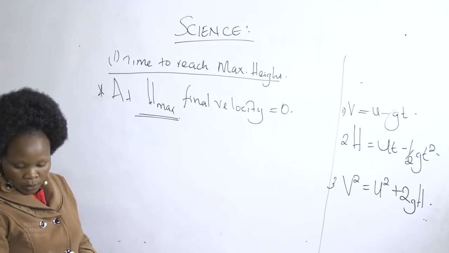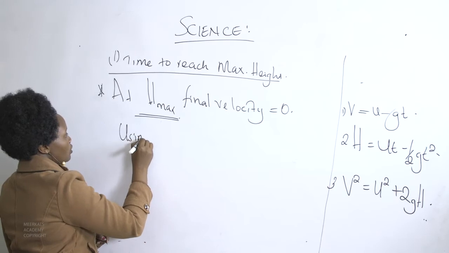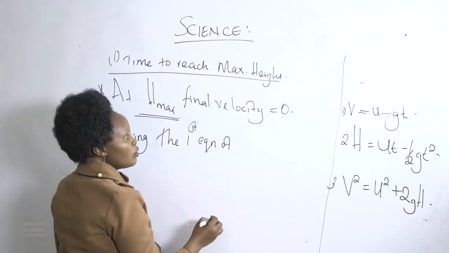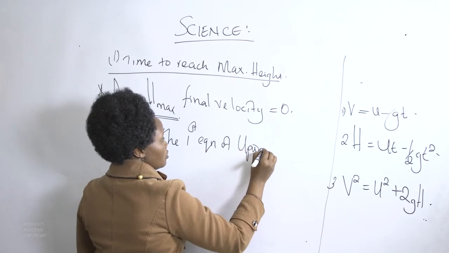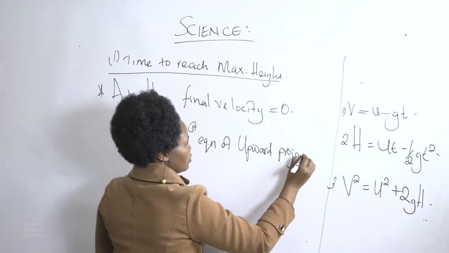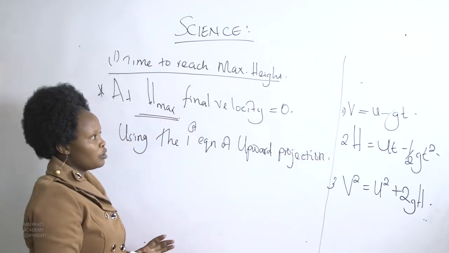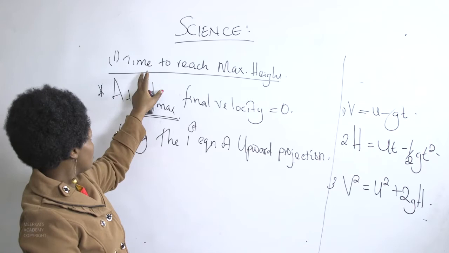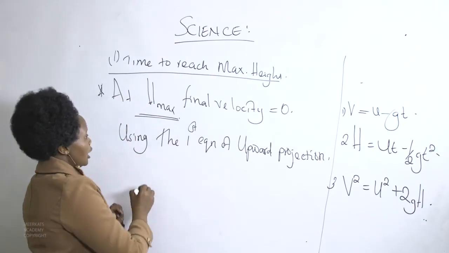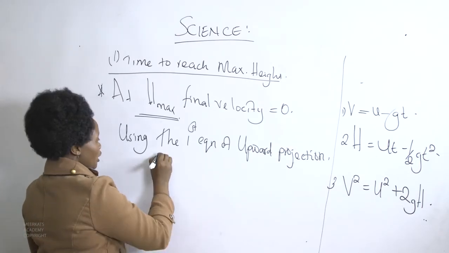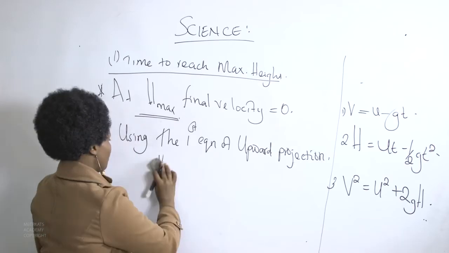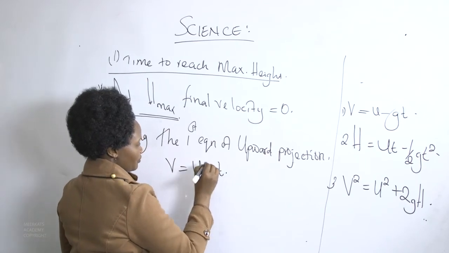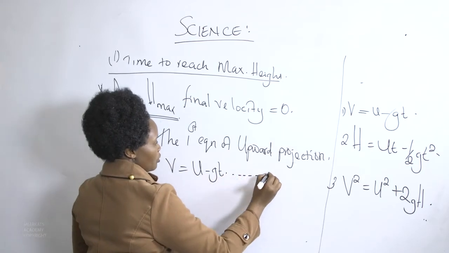And therefore, we would like to use the first equation of upward projection. We want to use the first equation of upward projection to come up with an expression that we can use to calculate time to reach the maximum height. And according to our list there, the first equation, V is equal to U minus GT, is our first equation, which I want to call star.